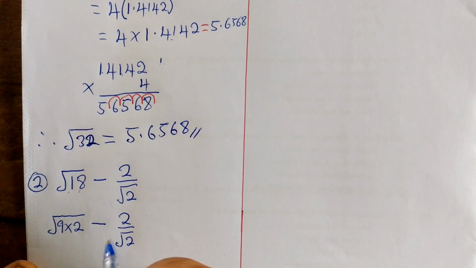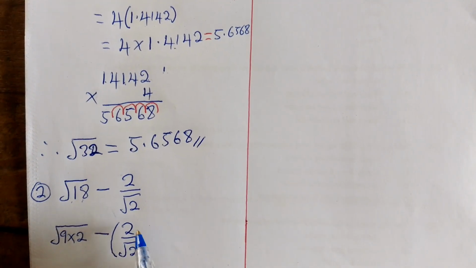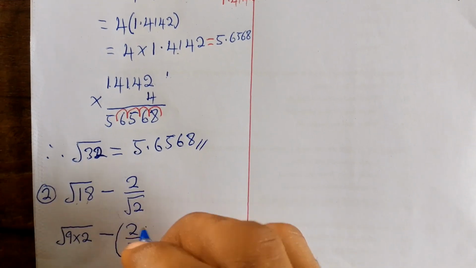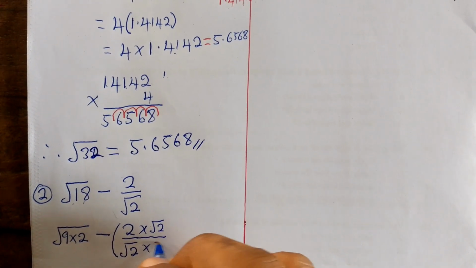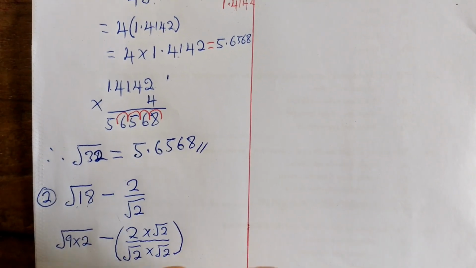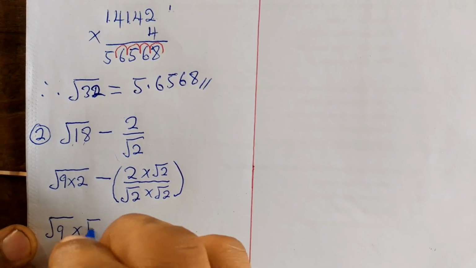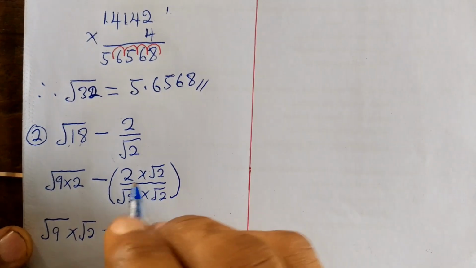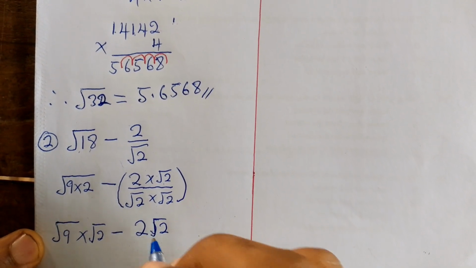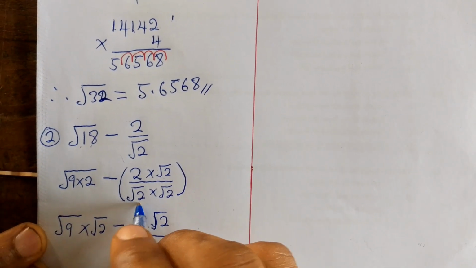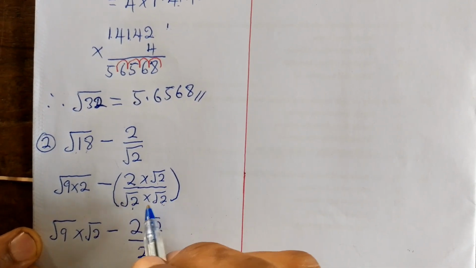But I want to rationalize this, please. Let me put it in brackets. And how do you rationalize? You use the denominator to multiply the numerator and the denominator itself. So it becomes 2 times the root of 2, divided by root 2 times the root of 2. Then this can be written as the root of 9 times the root of 2, minus 2 times root 2 will give you 2 root 2, divided by root 2 times root 2, which will give you 2. Why? 2 times 2 will give you 4 and the root of 4 is 2.